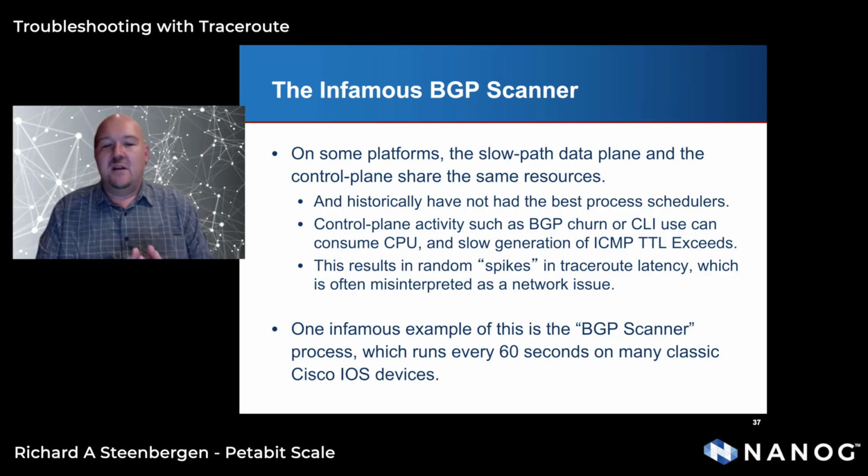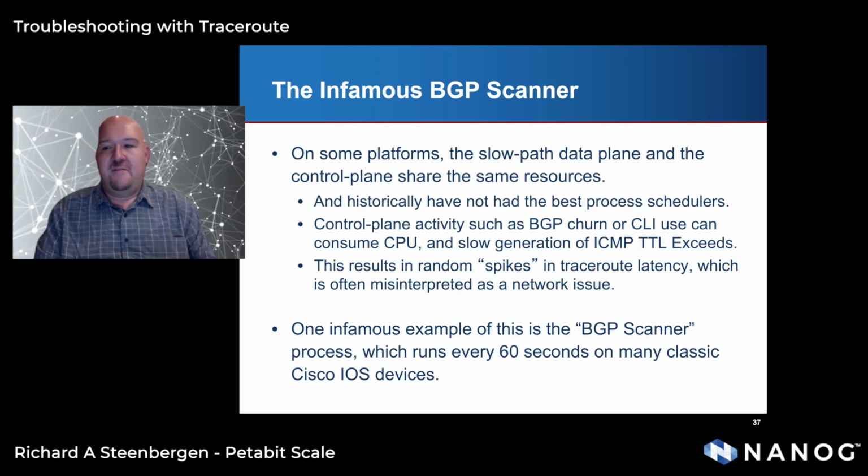So historically, what's happened is, especially if you go look at older IOS devices, they haven't had the best software. They haven't had the best process scheduler. So they're not very precise in how they switch back and forth between processes. So what you would see is if you have BGP churn. So for example, you flap a BGP session or you bring up a new session, or you use the CLI, so you run a command that takes a lot of resources and generates a lot of output. This can slow the generation of your ICMP TTL exceeds. And this will result in random spikes in traceroute latency that can often be misinterpreted as a network issue.